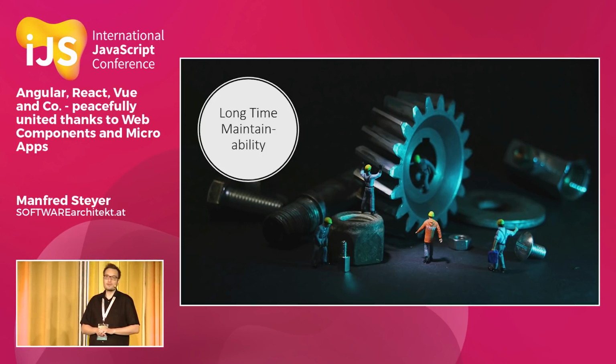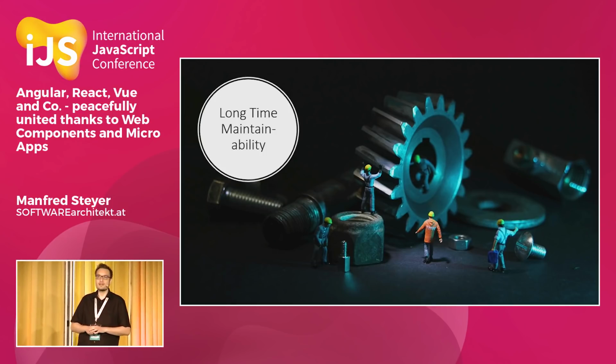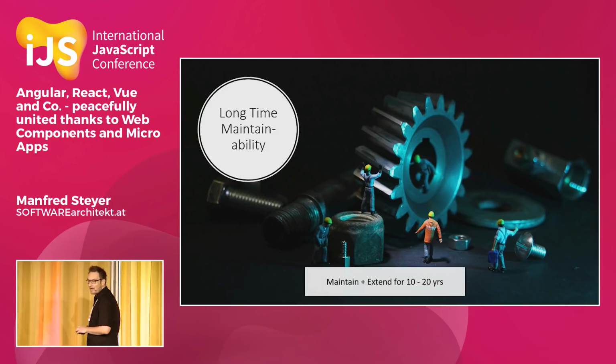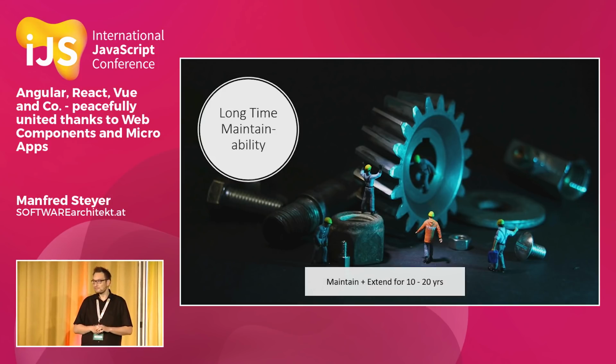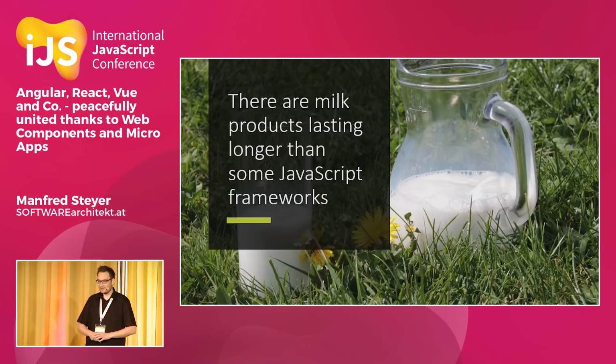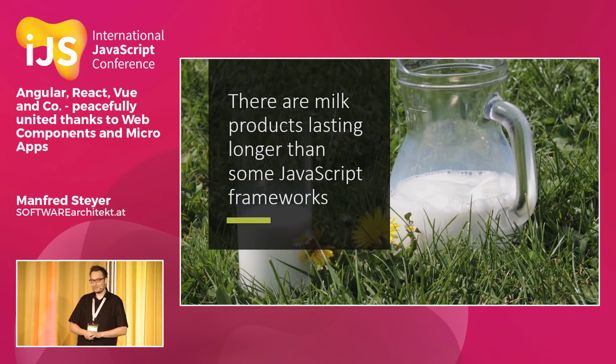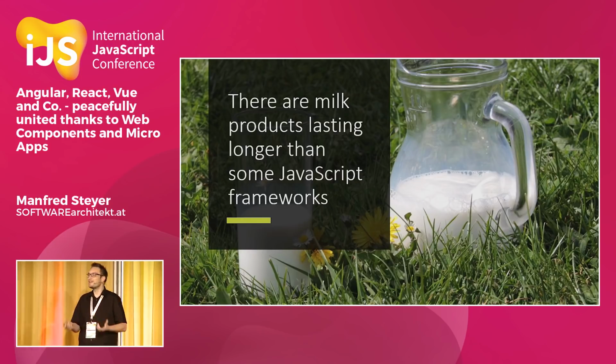Big software systems, especially in the industry and business environment, have to be maintained and extended for 10 or 20 years. And then there is also this issue with milk products. You know, there are milk products out there lasting longer than some JavaScript framework, which is really an issue.